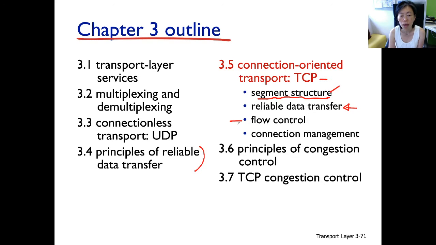And then there are two minor functions, but necessary functions in TCP. One is called the flow control. The other is called the connection management.